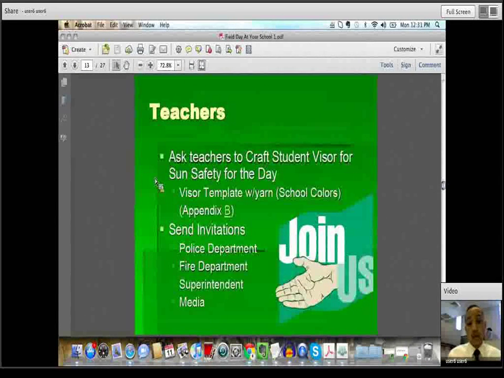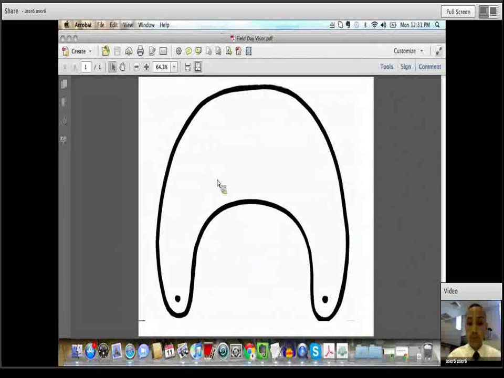As you're waiting for the donations and the resources to come in, you can also ask teachers across the campus to craft a student visor for field day and to promote sun safety. Let's take a look at a visor template. This can be constructed with yarn and construction paper.